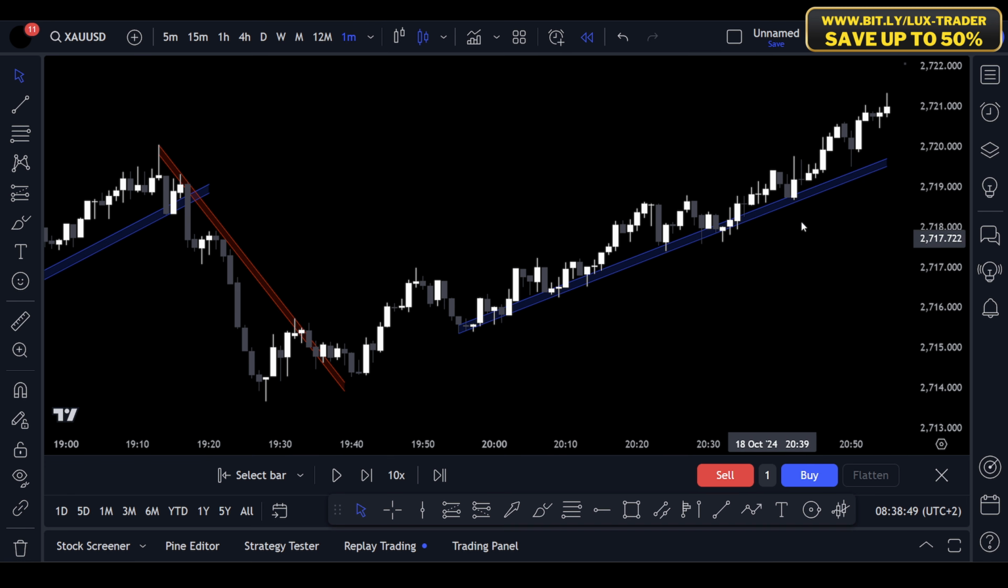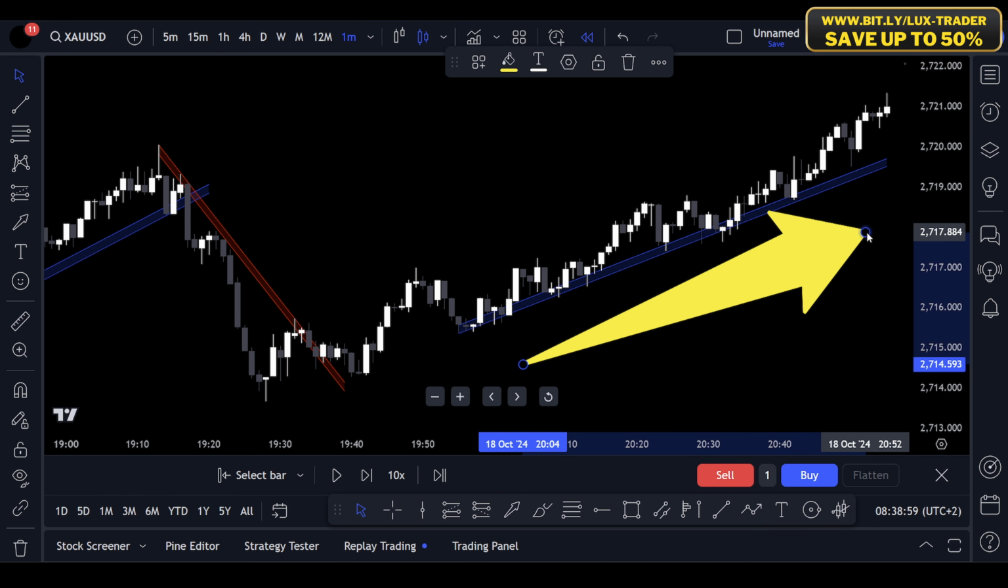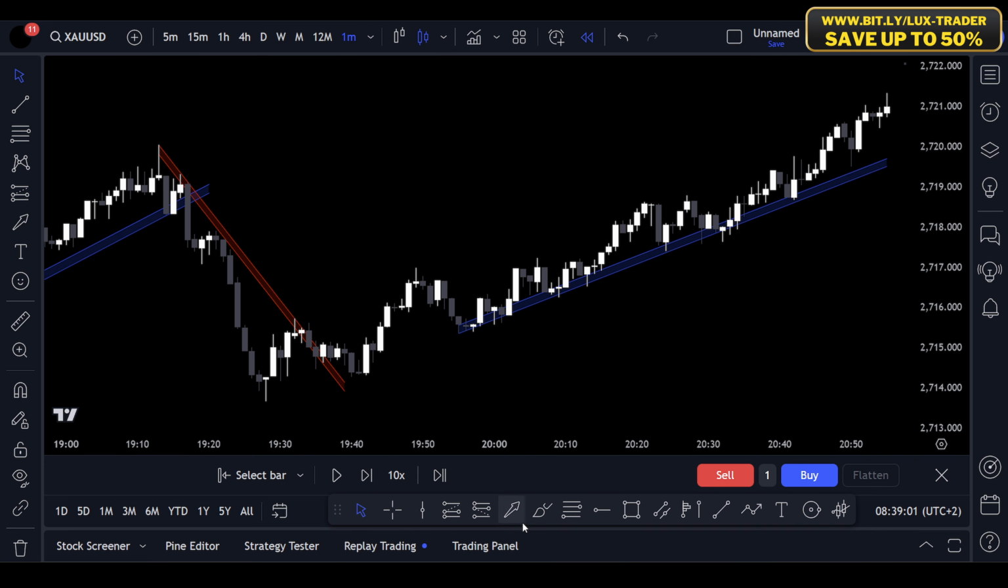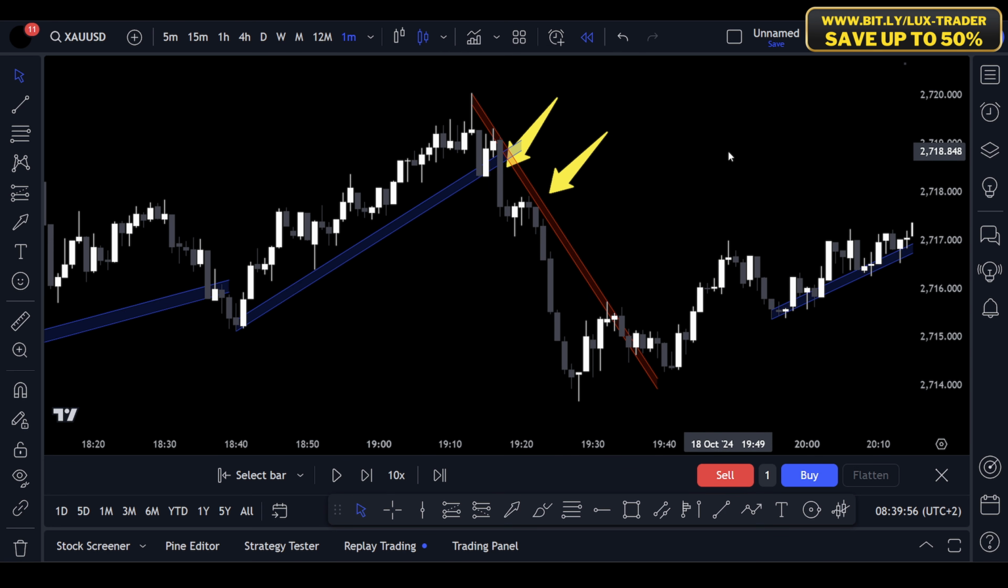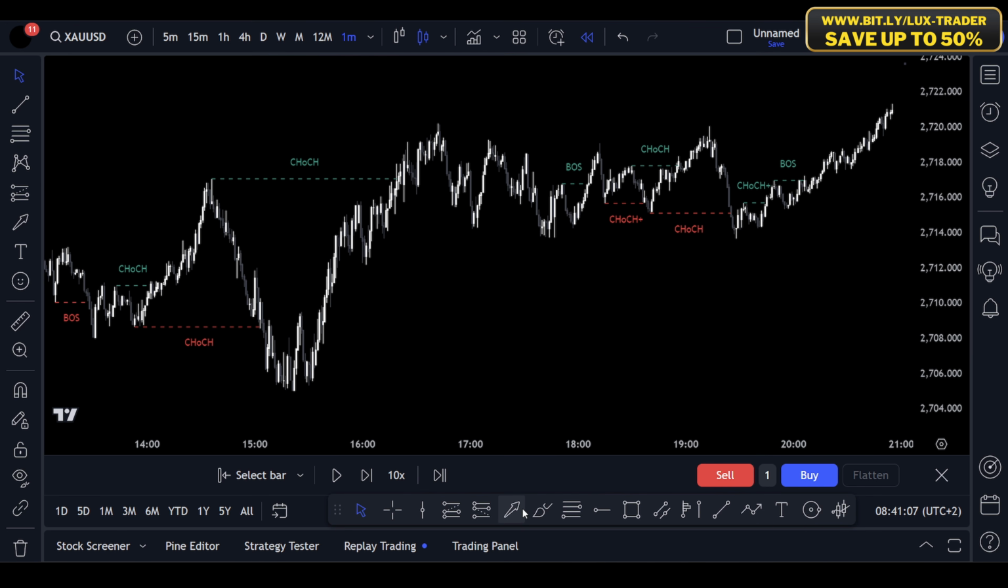Using LuxAlgo's indicator, the trend lines appear automatically, with blue representing an uptrend and red for a downtrend. These trend lines help us identify the current market direction and provide a visual guide for when to enter or exit trades. For a buy entry, we'll be looking for price to either bounce off the blue trend line or break above the red trend line. For a sell entry, we look for price to get rejected off the red trend line or break below the blue trend line. Next, the market structure labels.